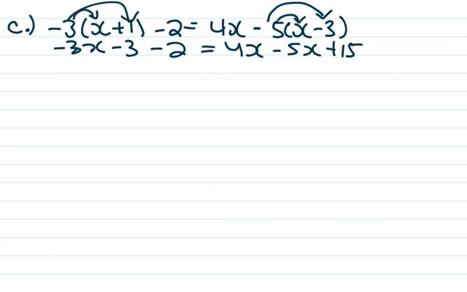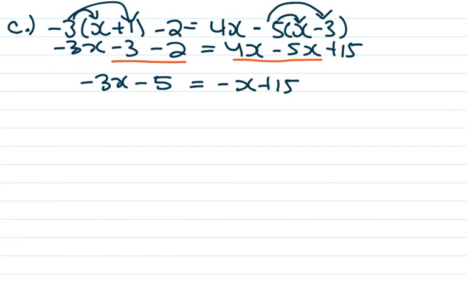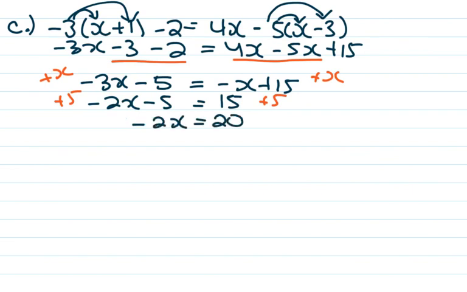Okay, now I'm just going to combine like terms. So these ones are like terms and those ones are like terms. So now I'm left with negative 3x minus 5 equals negative x plus 15. I'm going to add x to both sides. So now I have negative 3 plus 1 is negative 2x minus 5 equals 15. I'm going to add 5 to both sides. Negative 2x equals 20. Divide both sides by negative 2. X equals negative 10.